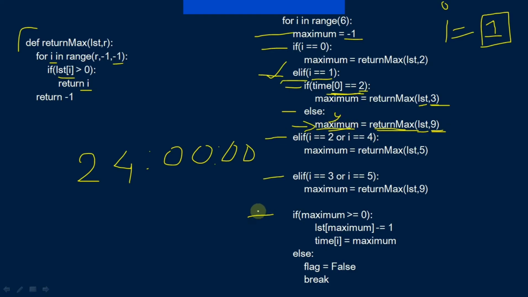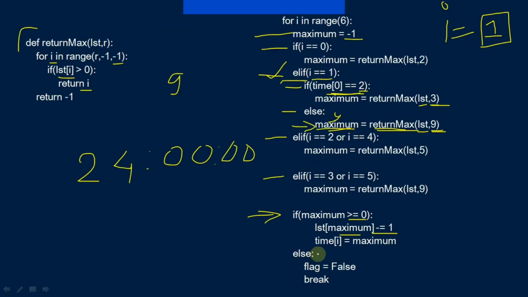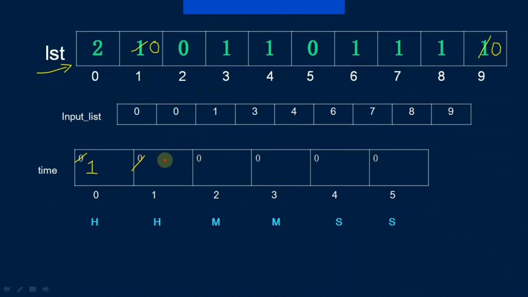Okay, so we will come to this condition. If maximum greater than 0, obviously the condition is true, maximum is 9, it is greater than 0. So what we will do, LST of maximum minus equal to 1. We are decrementing the last cell value, the ninth cell value, by 1. Initially it is 1, so it will become 0. After that, time of I equal to maximum. The I value is 1, so time of 1 is equal to maximum, that is 9. So here we will store 9. So we get the hours value, that is 19. That will be the maximum.